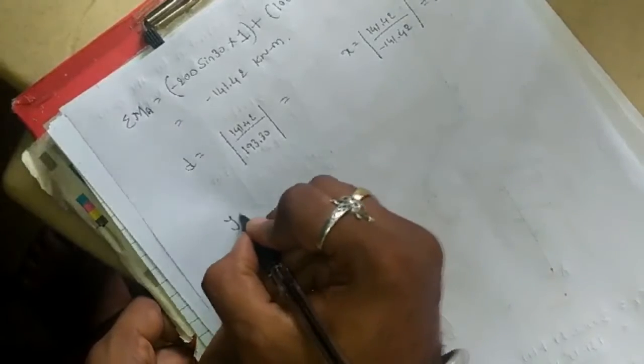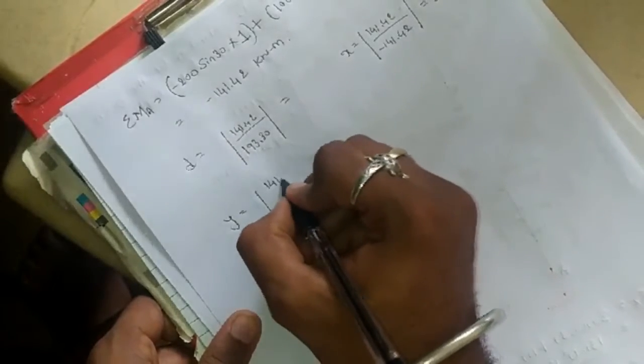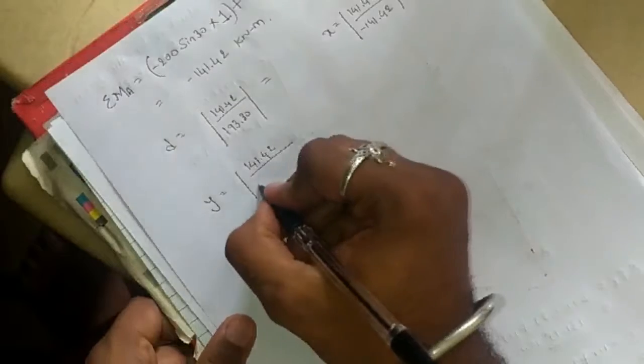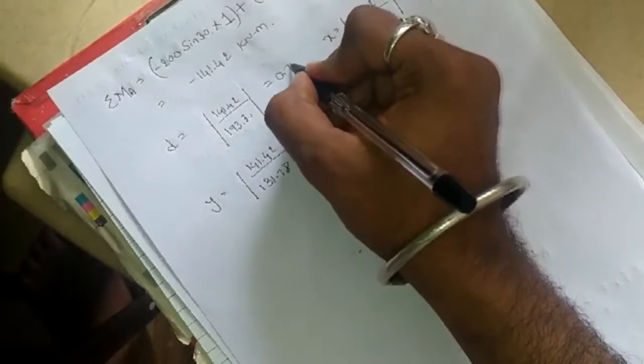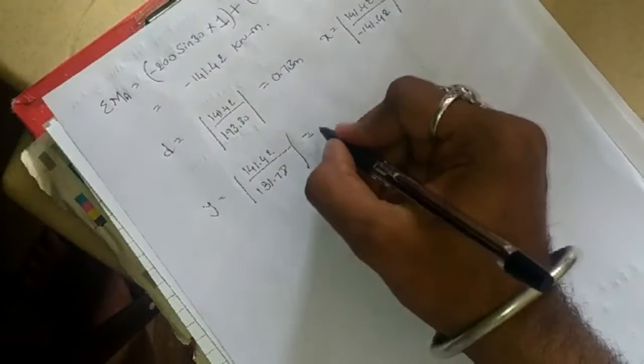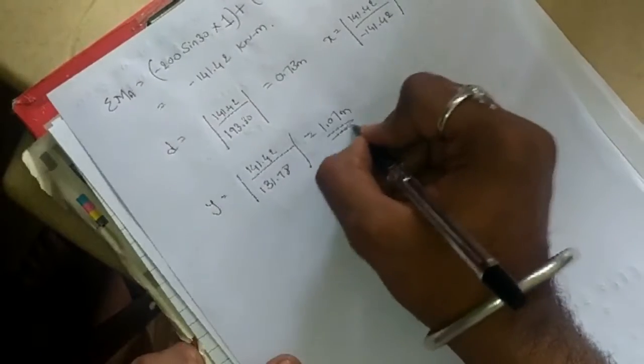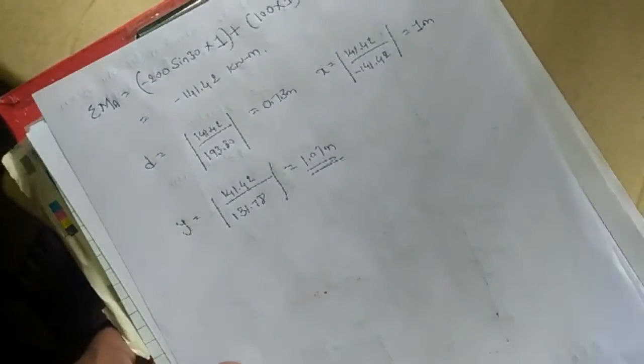And Y is equal to summation of moments, 141.42, divided by summation of Fx. Summation of Fx is 131.78. So D is equal to 141.42 divided by 193.30, which is 0.73. And X is 1, and Y is 141.42 divided by 131.78, which is 1.07 meters. Okay, so this completes the problem.